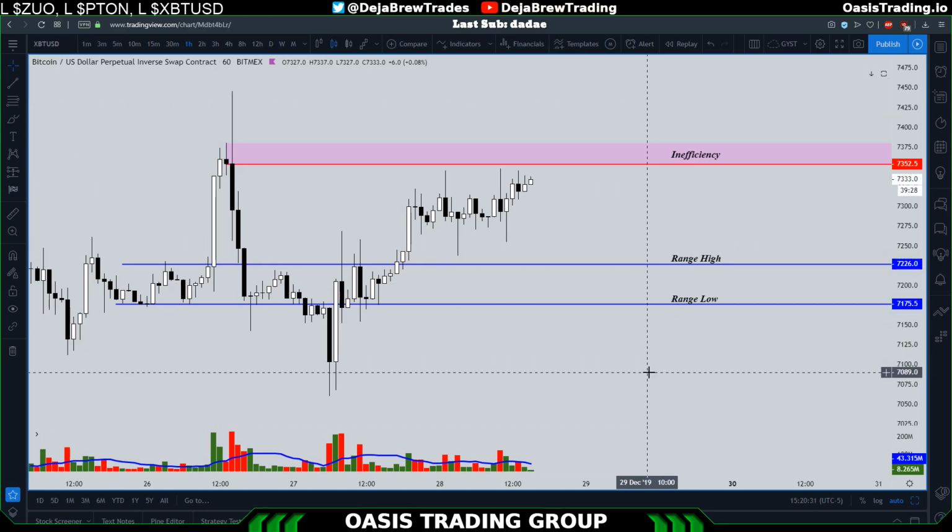What are you guys looking at here? You guys agree with my analysis? You guys think we're going to fail on this inefficiency, or do you think it's going to SR flip and continue higher?